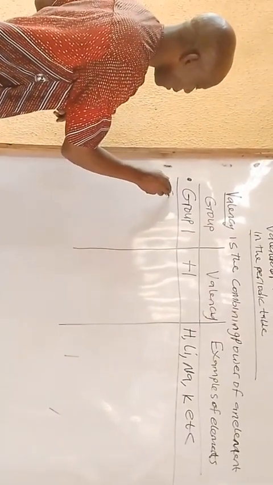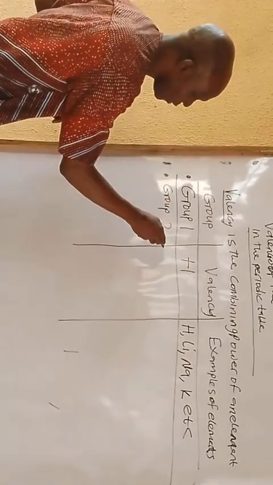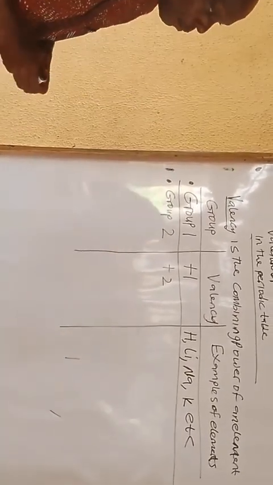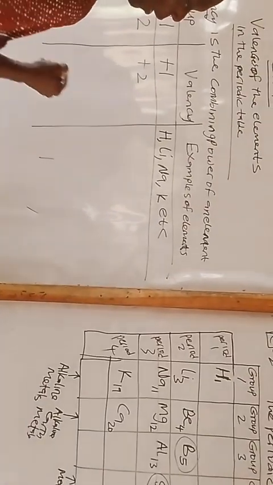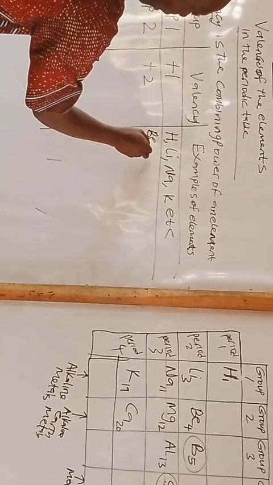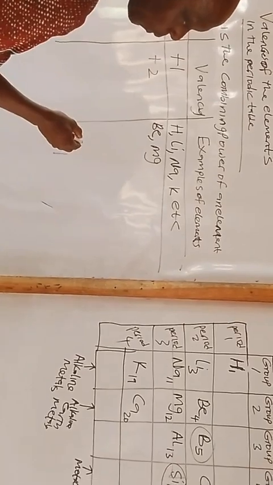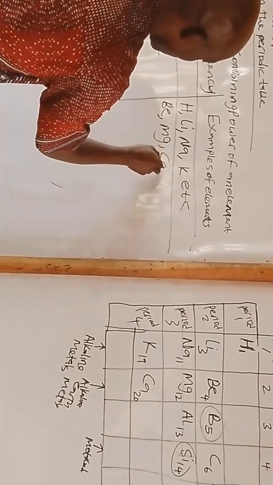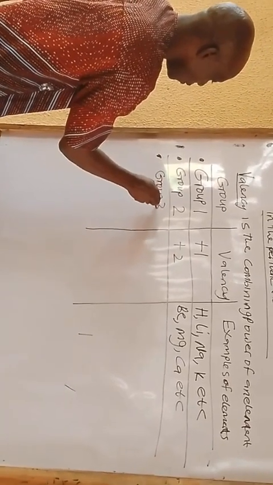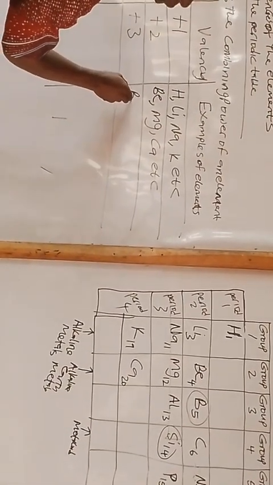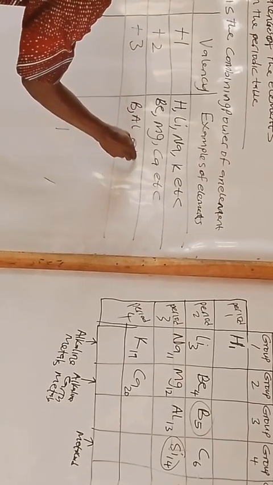Group 2 elements: all elements in group 2 have a valency of +2. Their combining power is +2. What we have in group 2 are beryllium, magnesium, calcium, and so on. Then you have group 3 elements, having a valency of +3. Common examples here are boron and aluminium, for the first 20 elements.